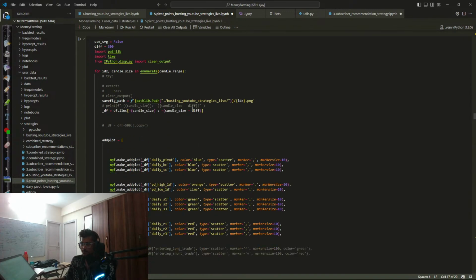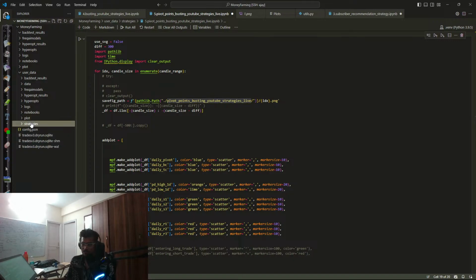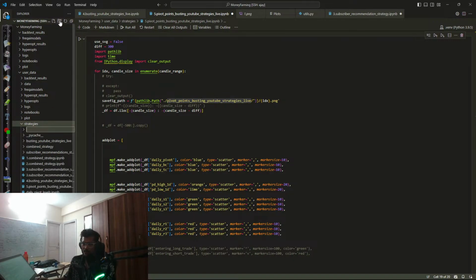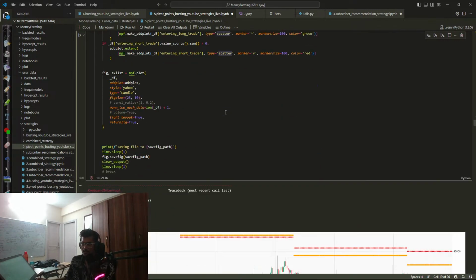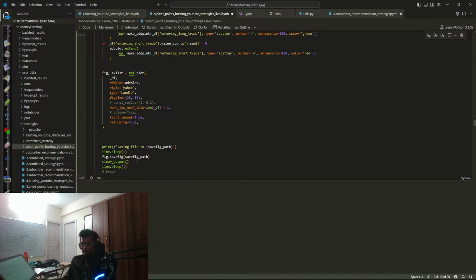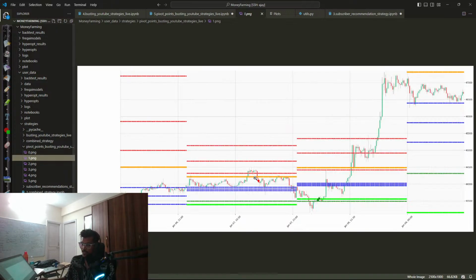Okay, so here I'm going to take pivot points. Strategies, make a folder, and then just run it. So we got the first image here. See, long signal around here. So see, we actually reduced a lot of noise.